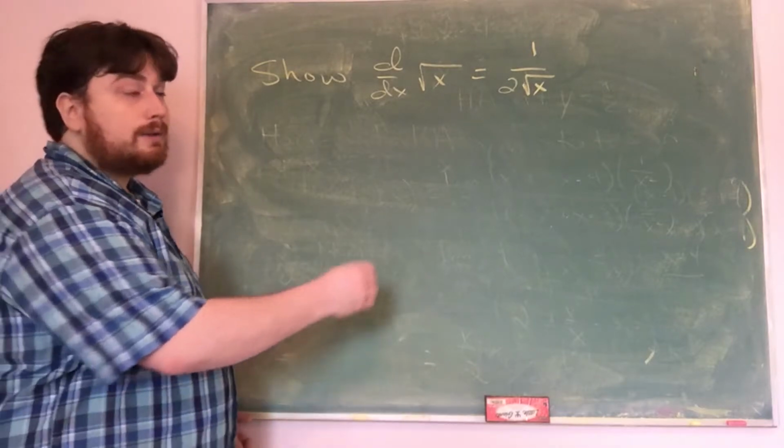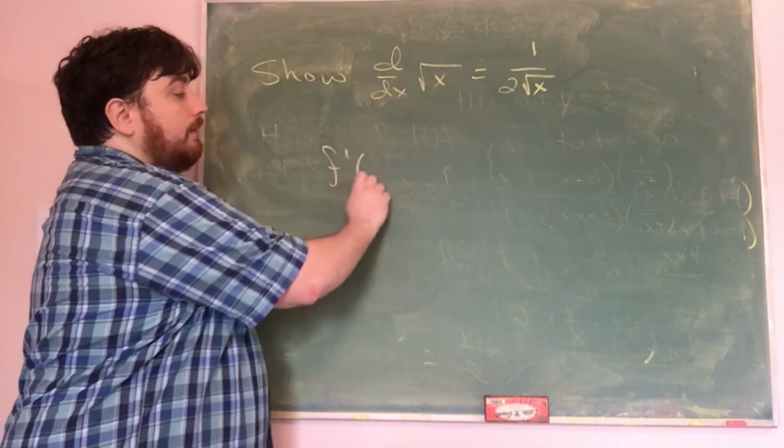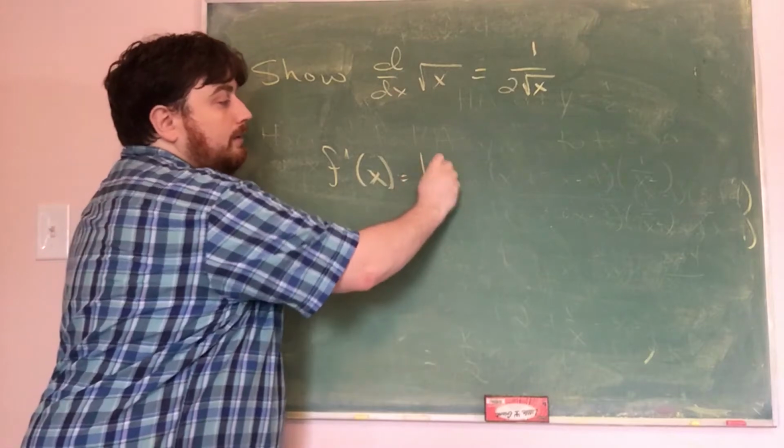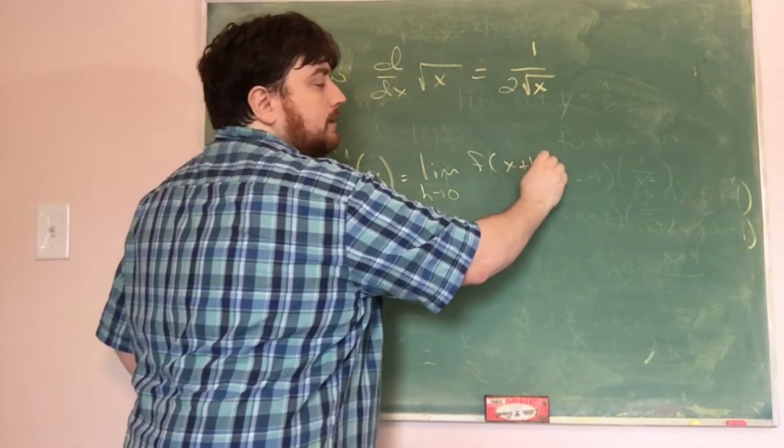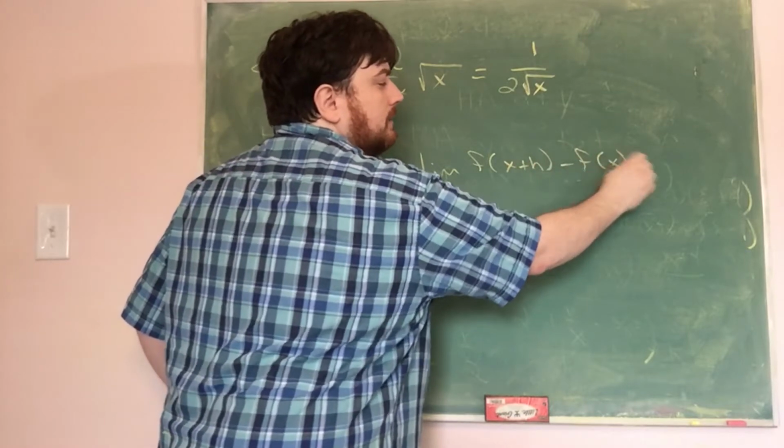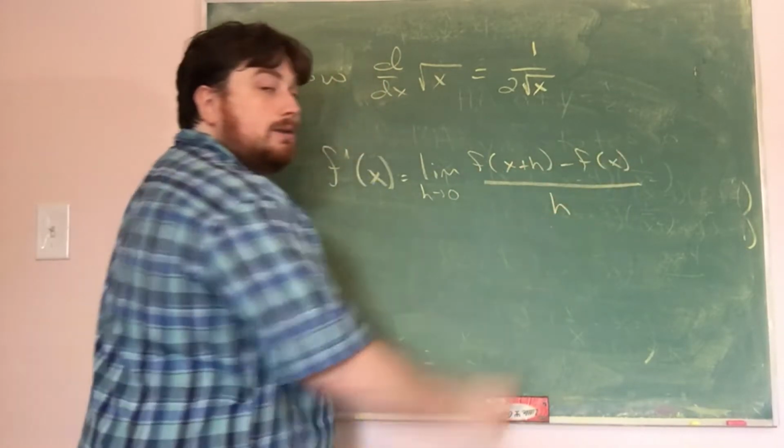And what we're going to have is that, in general, the derivative of a function is going to be the limit as h goes to 0 of f of x plus h minus f of x all over h.